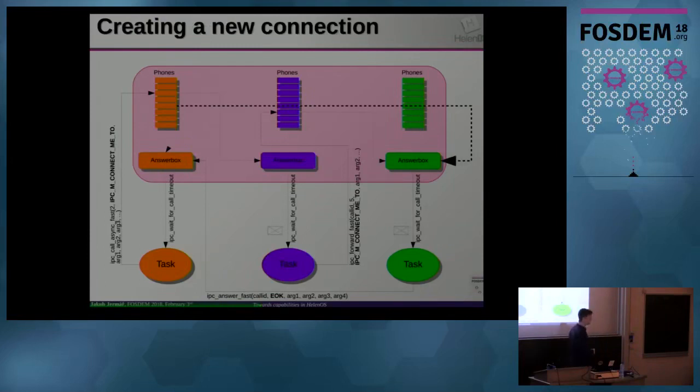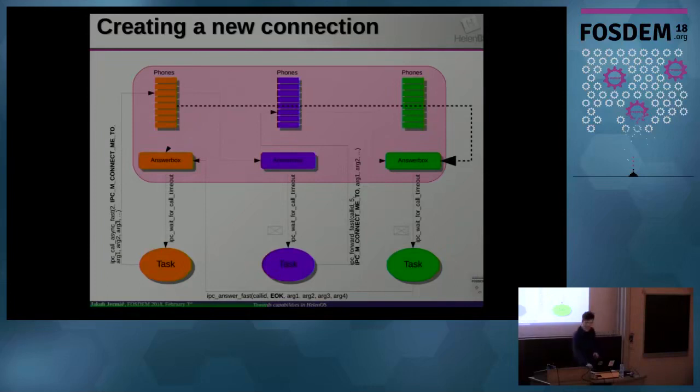Now, how do we create new connections in HelenOS? So you need to use a dedicated method, which is understood by the kernel. And basically, if a task replies in an affirmative way to this call, the kernel notices it and creates a connection between the two tasks. So the sender was the orange task, the recipient is the green task. The kernel notices it and creates a new phone connected from the orange phone to the green answer box.